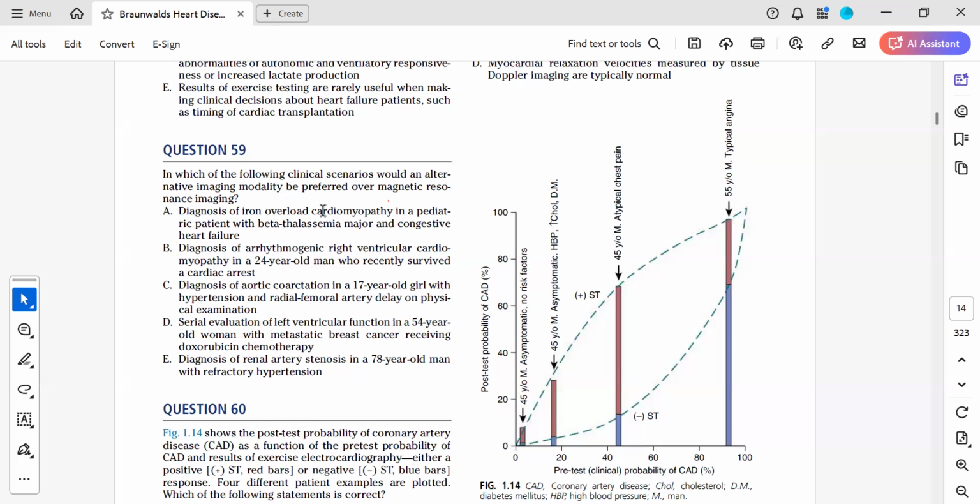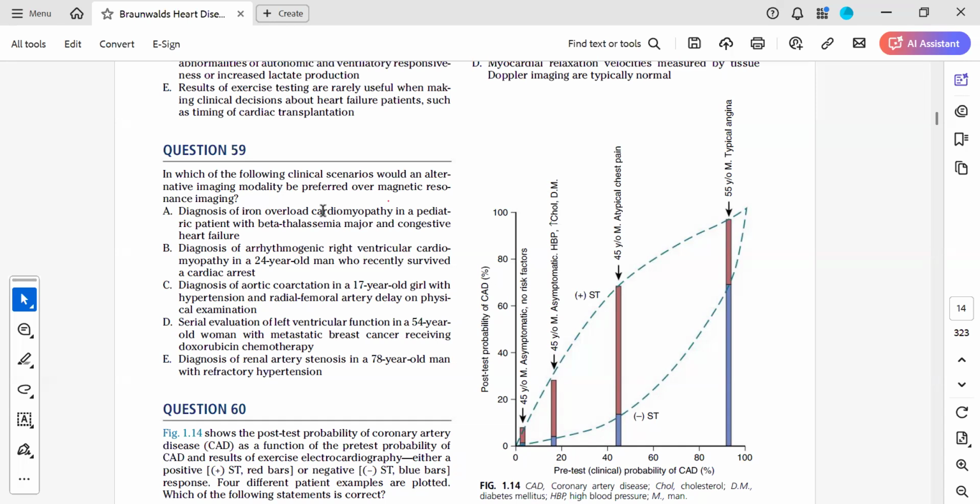Looking at this, you see that the third bar is the one with the 55-year-old male with typical angina pain. Moving from 0 to 100 on the horizontal axis, you see that the last bar, the 55-year-old man with typical chest pain, has a higher pretest probability compared to this 45-year-old male with atypical chest pain. And I've mentioned earlier that the higher the pretest probability, the higher the positive predictive value.